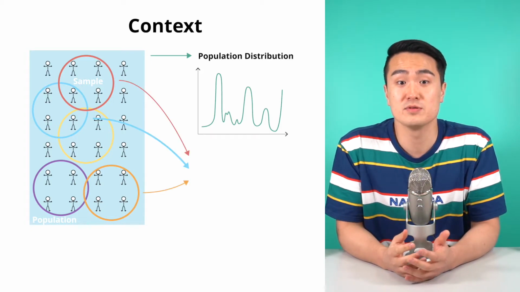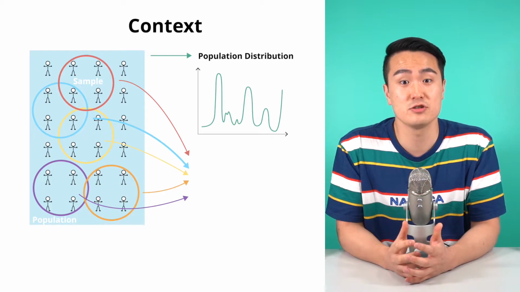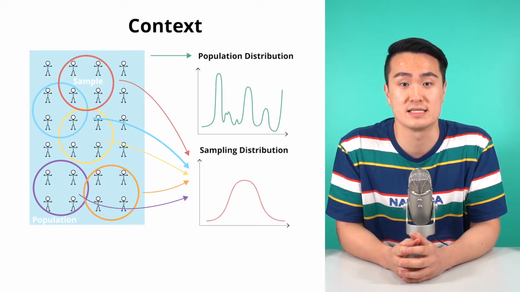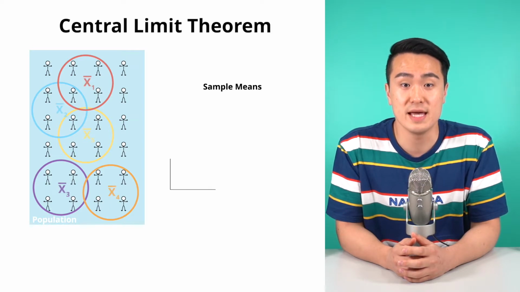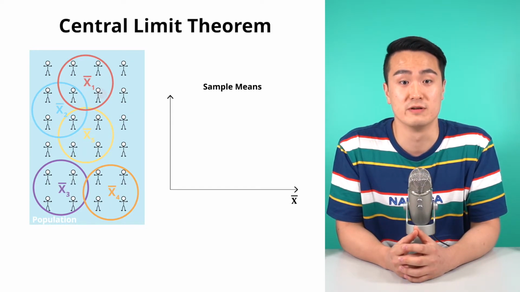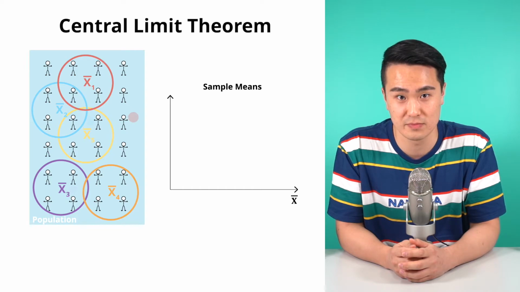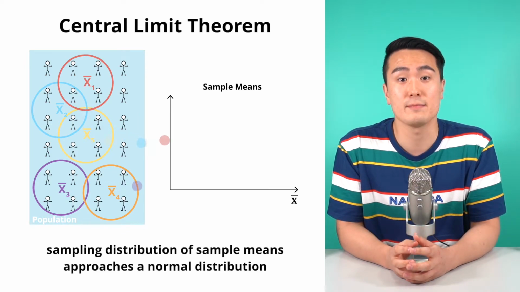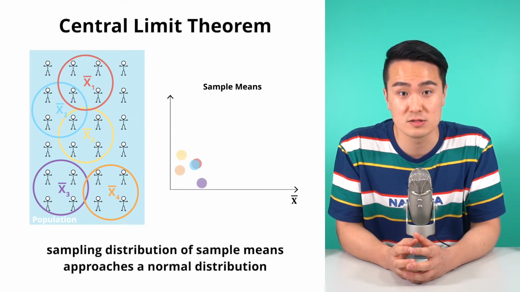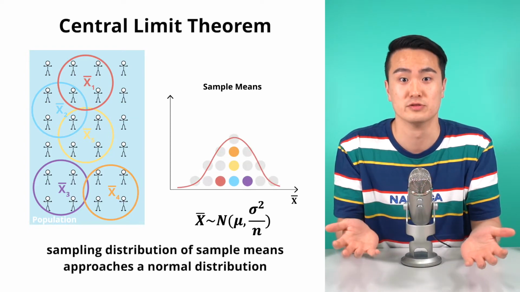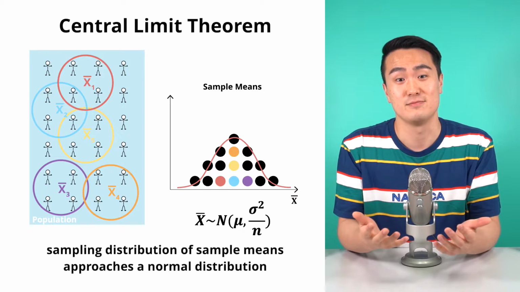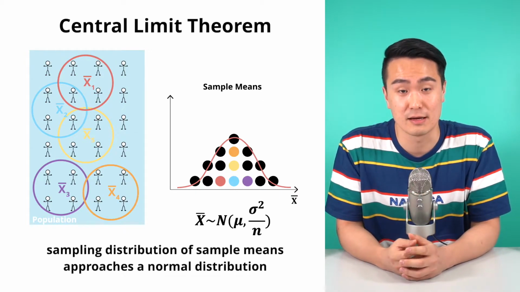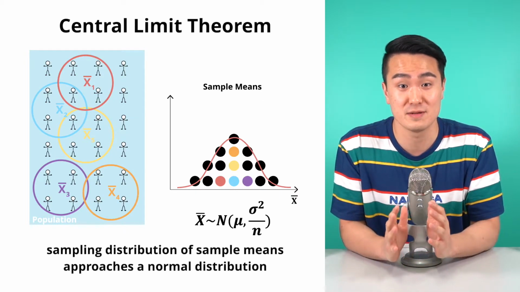If we take samples from a population, then the distribution of these samples is called a sampling distribution. So the central limit theorem states that the mean of each of the samples will resemble a normal distribution. So in other words, the sampling distribution of the sample means will closely approximate a normal distribution. Are you mind blown yet? This is crazy because the underlying distribution can be unknown and it doesn't even have to be normal.